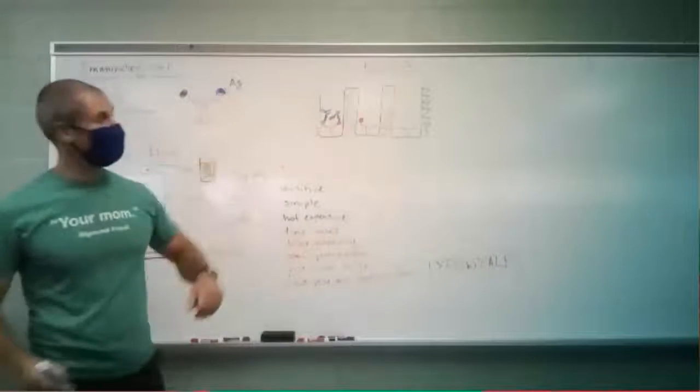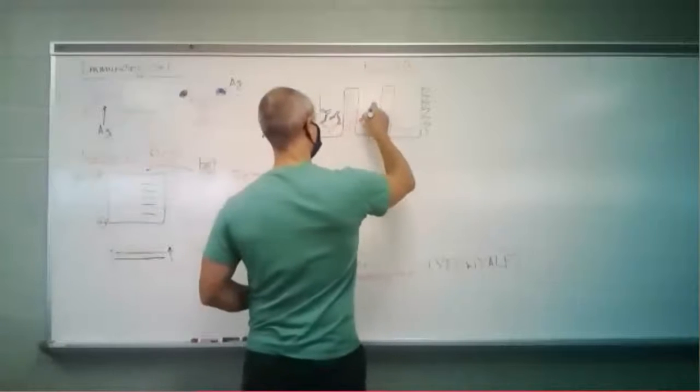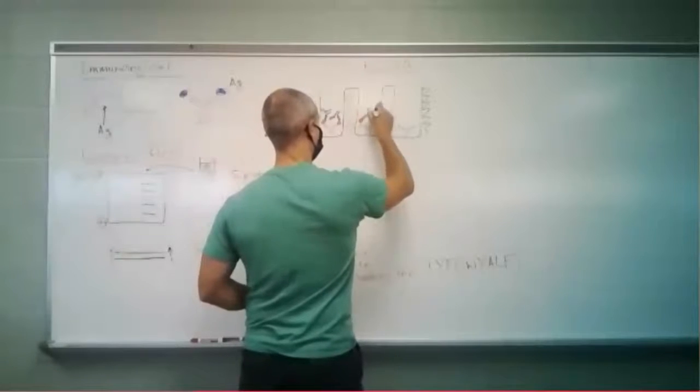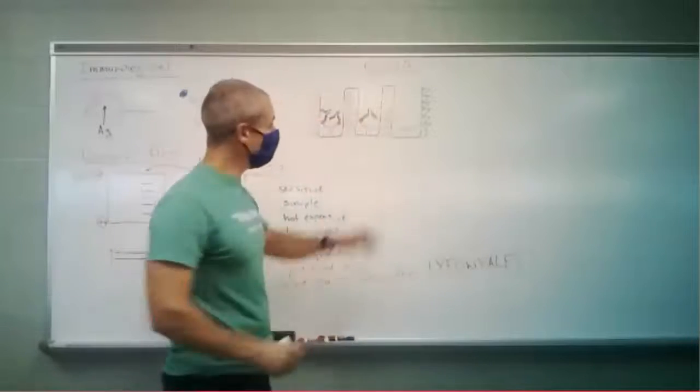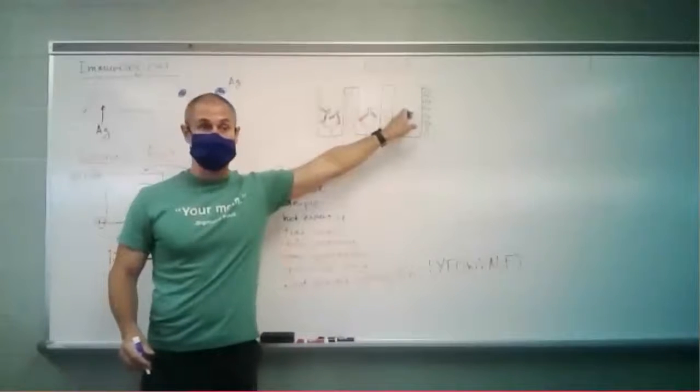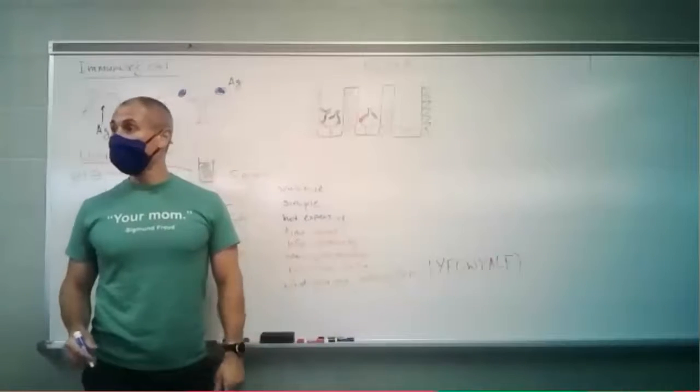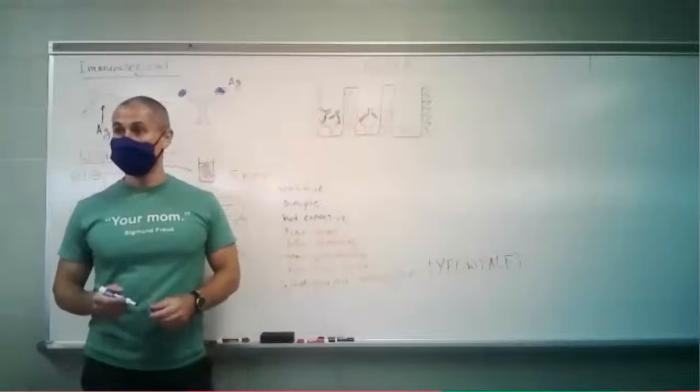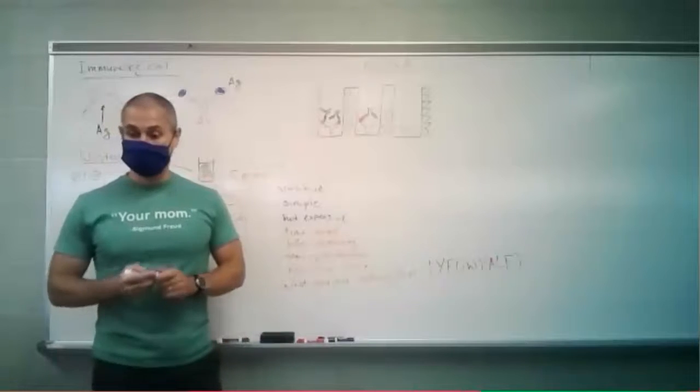Okay, so 2 antibodies here, the detection antibody. Okay. 1 antibody here, and no antibodies here because they have nothing to recognize. Does that make sense? Is that understood?